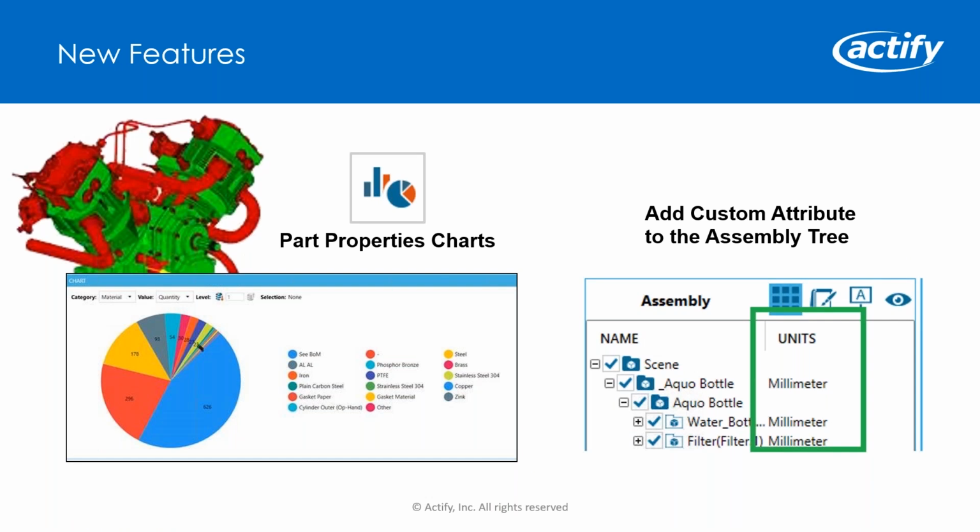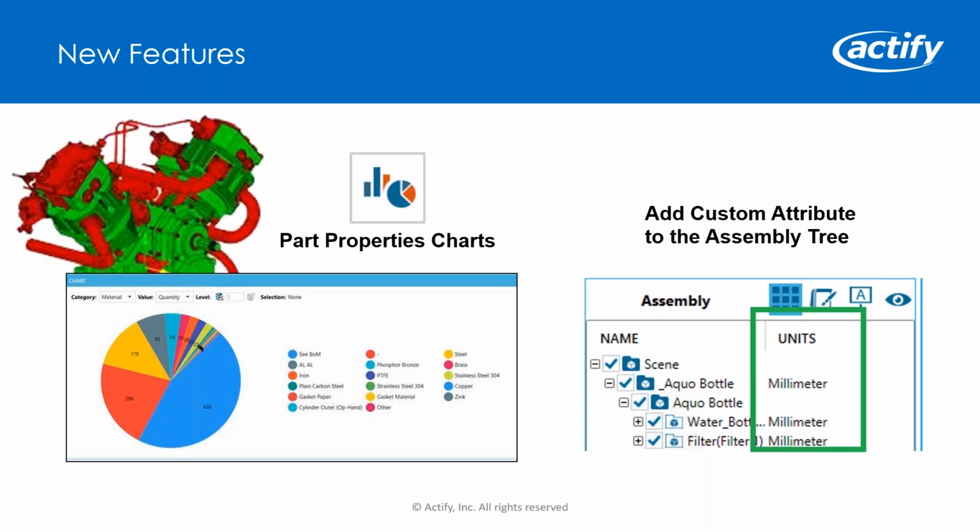Introduction to some new features. So we have the parts properties charts. Now the part property charts and also the ability to add a custom attribute to the assembly tree is just an example of how SpinFire is enriching the metadata context with the 3D view. So we're improving and acknowledging the value that data brings.